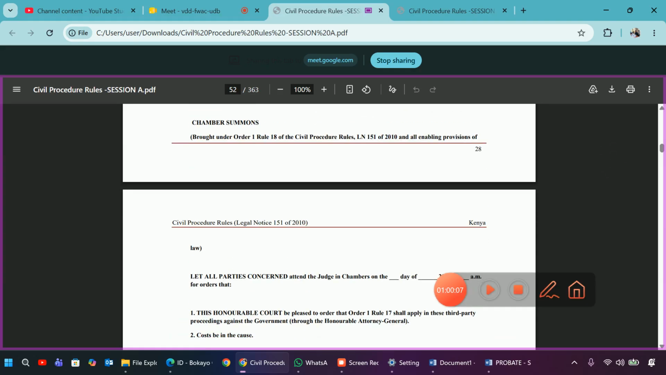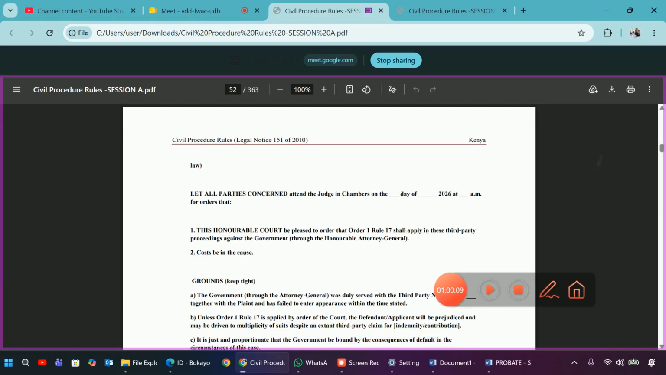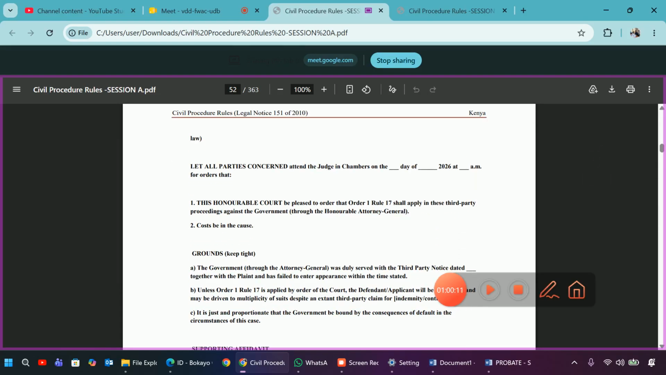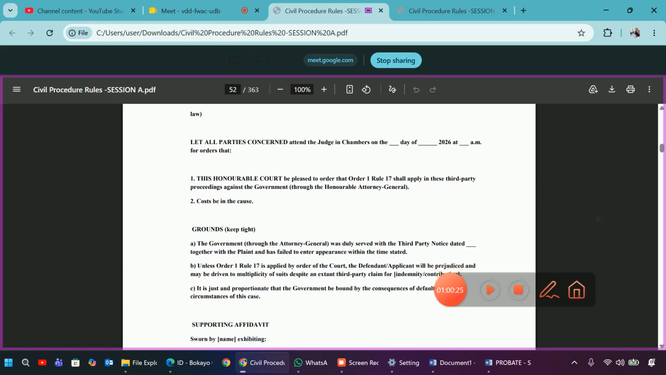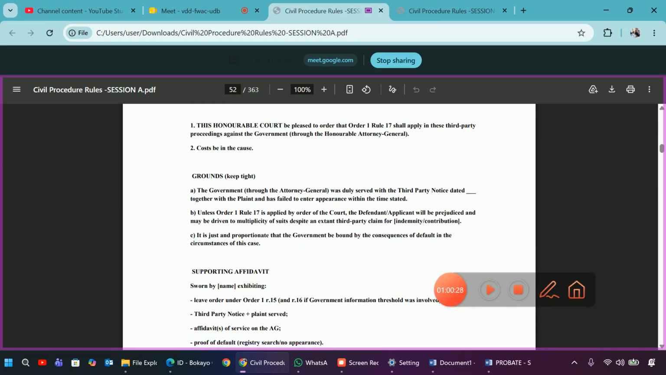Okay. So let all parties concerned attend the judge in chambers on this date for orders that: 1. This Honorable Court be pleased to order that Order 1, Rule 17 shall apply in these third-party proceedings against the government through the Honorable Attorney General. Costs be in the cause. The grounds are that the government through the Attorney General was duly served with the third-party notice dated this date, together with the plaintiff, and has failed to enter appearance within the time stipulated.